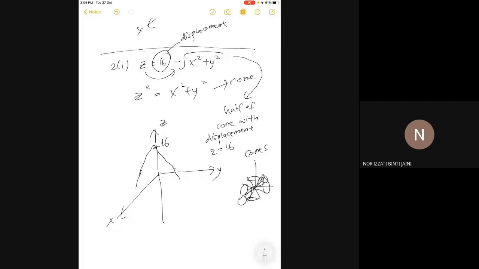Kalau dia tak naik, dia sebenarnya jadi kat sini lah. Tapi displacement ada 16, so dia naik ke atas 16. Faham? So yang the black one is the answer.